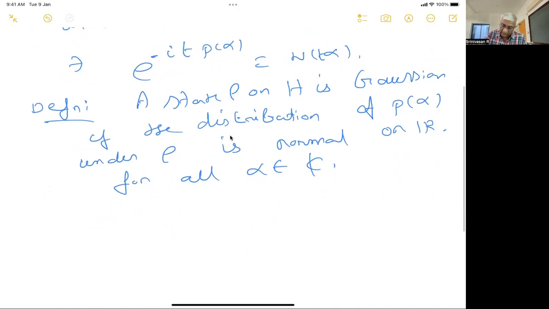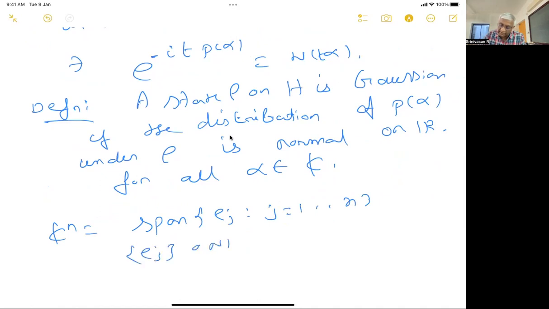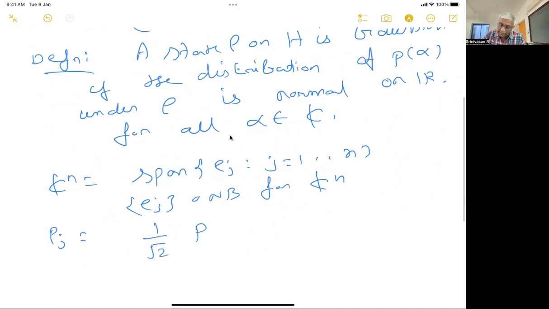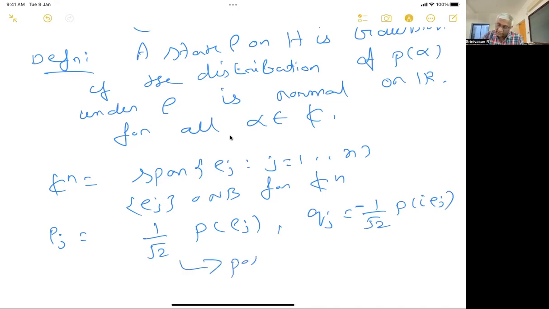The usual definition is as follows. Let Cn equal the span of e_j, j equal to 1 up to n, where e_j is an orthonormal basis for Cn. Then you can define this P_j. For physics, for some reason, they have a constant, 1 by root 2: P_j is 1 by root 2 of P of e_j. And Q_j is, again, 1 by root 2 of minus P of i e_j. This is Q_j, what is called the position observable, or position operators. And these are what is called momentum operators.